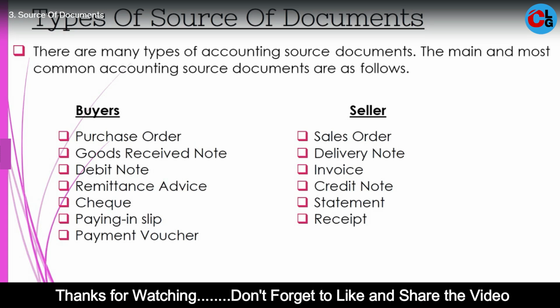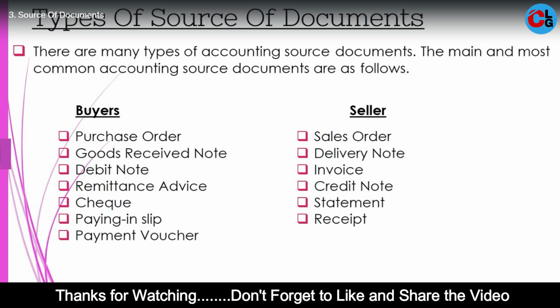In the opposite process, it's the seller side source documents. If we are the seller, we send the quotation to the potential customer, then we will get the sales order from the customer. So the first source document is the sales order. After that, we send the goods and services. When we send the goods and services, we need to send the delivery note. It means that we sent this much quantity of goods to your company. That is one of the source documents, the delivery note.